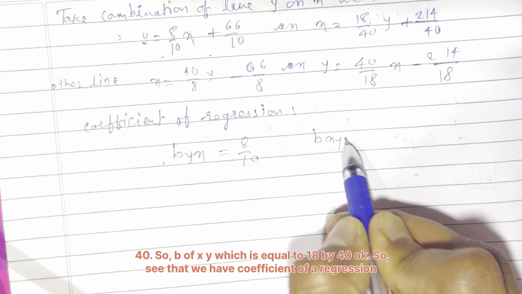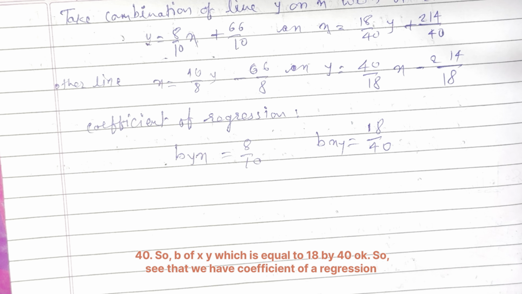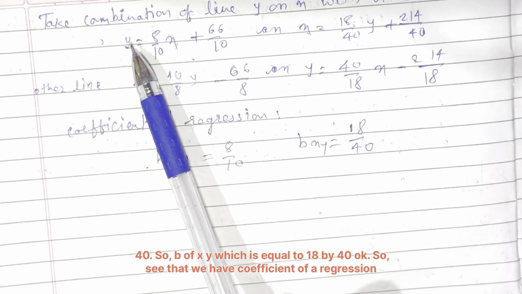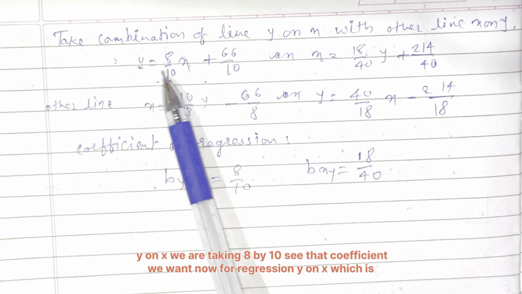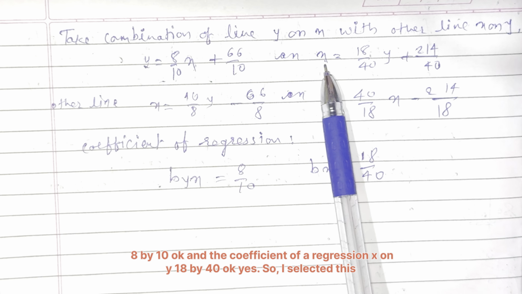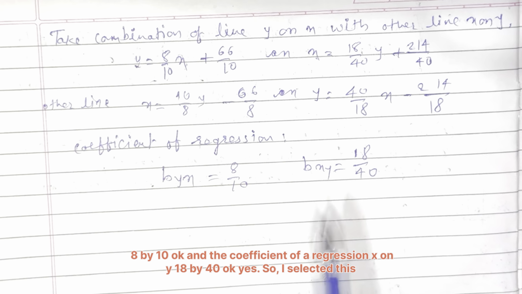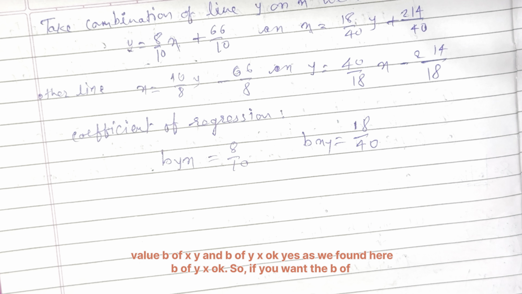So b of xy is equal to 18 by 40. See that we have the coefficient of regression y on x, which we are taking as 8 by 10. That is the coefficient we want for regression y on x, 8 by 10, and the coefficient of regression x on y is 18 by 40. So I selected these values, b of xy and b of yx.